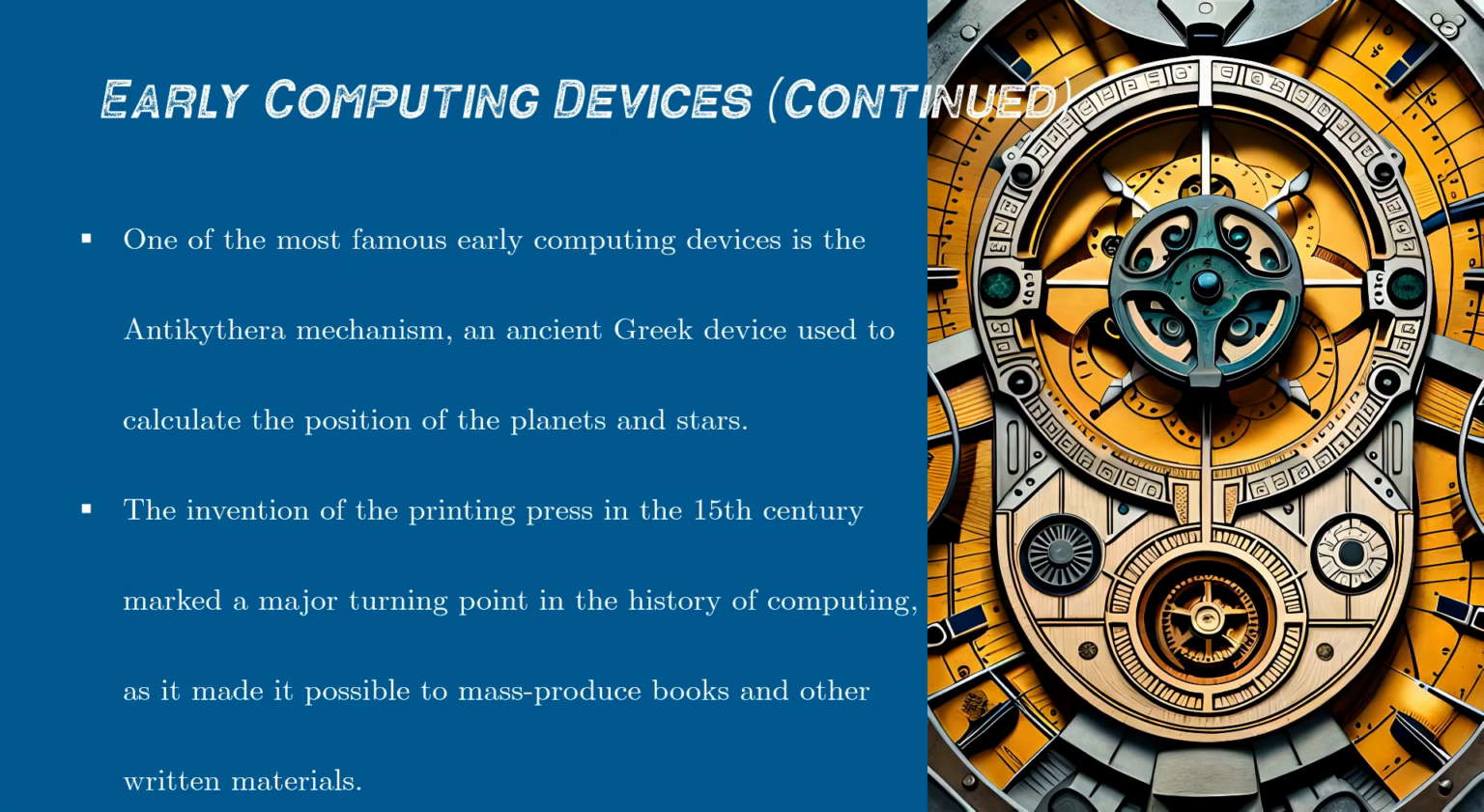One of the most famous early computing devices is the Antikythera mechanism, an ancient Greek device used to calculate the position of the planets and stars. The invention of the printing press in the 15th century marked a major turning point in the history of computing, as it made it possible to mass-produce books and other written materials.